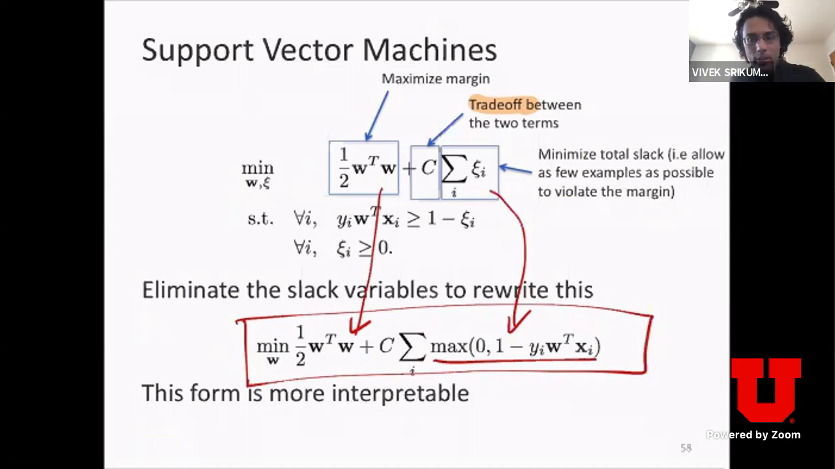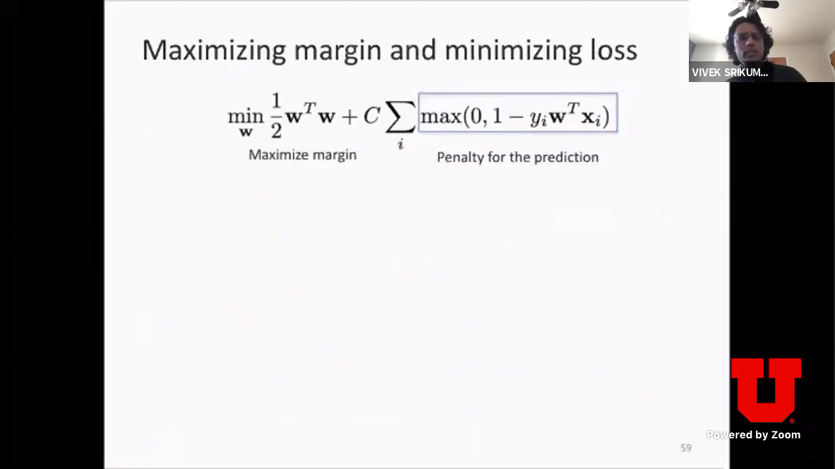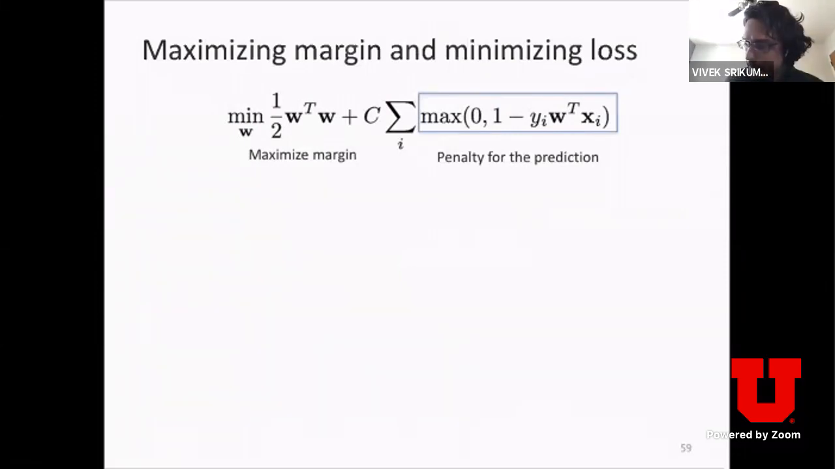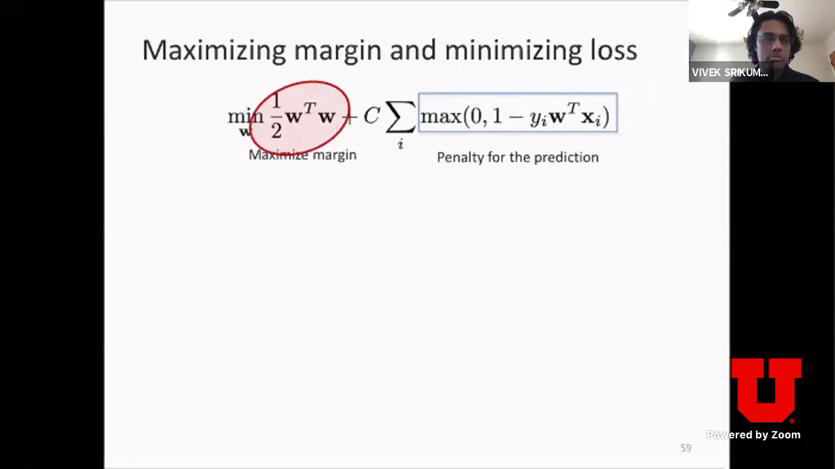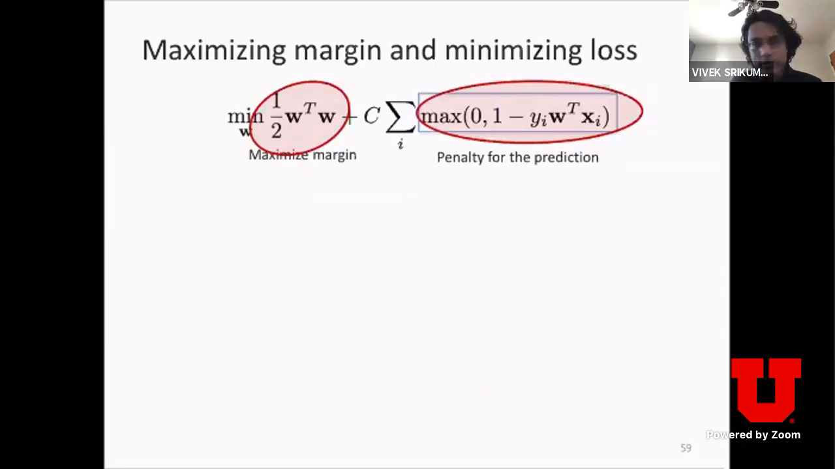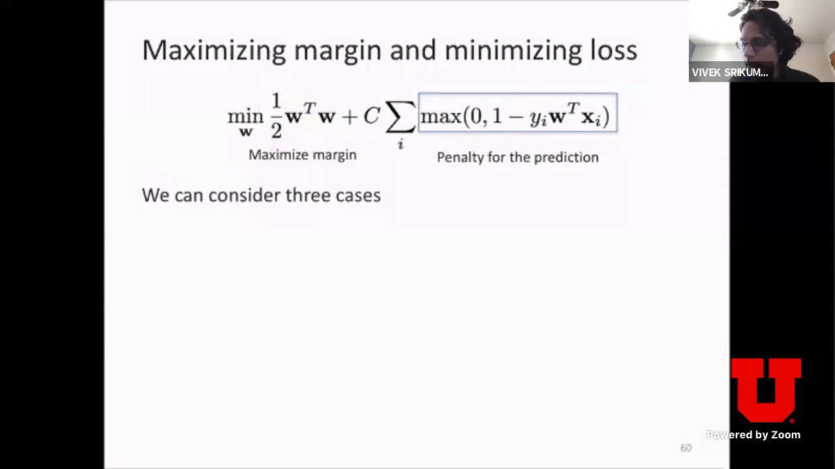So let me go there, and while you're thinking of questions. The way to think about this is the first term is talking about maximizing the margin. This just came from before. And the second term can be interpreted as a penalty that the weight W has to face for whatever prediction it makes on this example, given that the ground truth is yi. Let's see why. Let's take 3 cases. Let's work with the thing in the box and consider 3 cases.